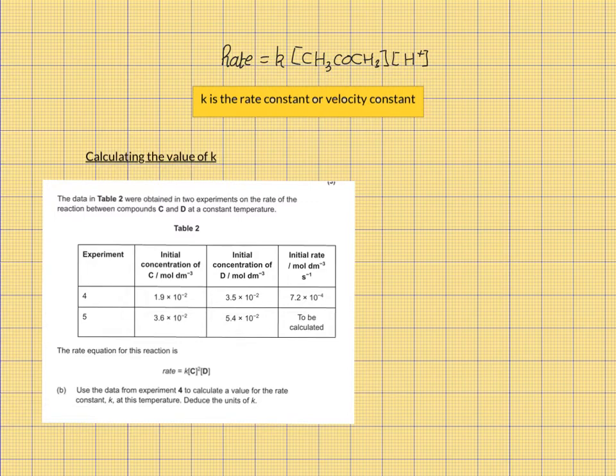This is called the rate constant or the velocity constant. And we're going to look at now how we can calculate values for it for a particular experiment, and how we can look at how to calculate units.